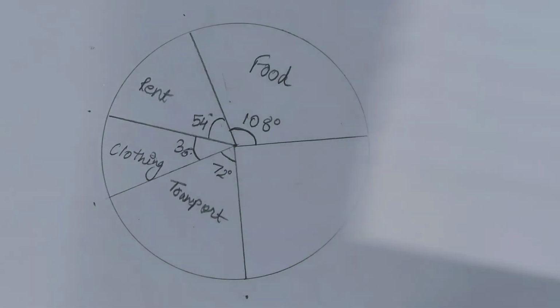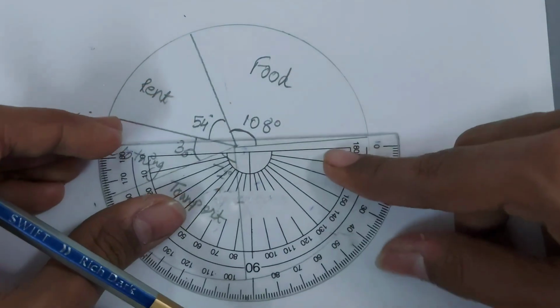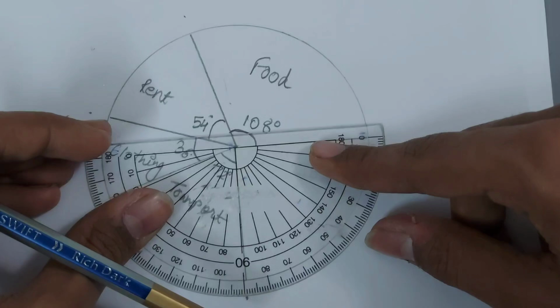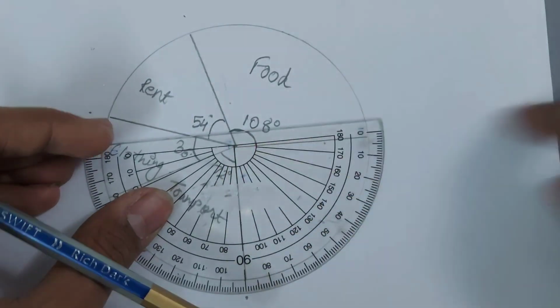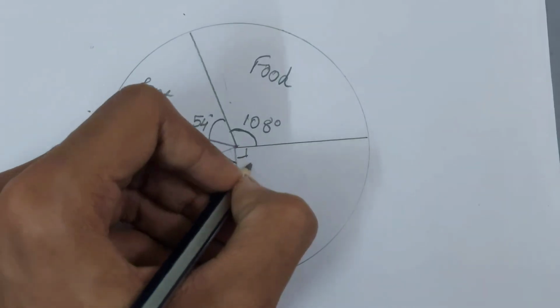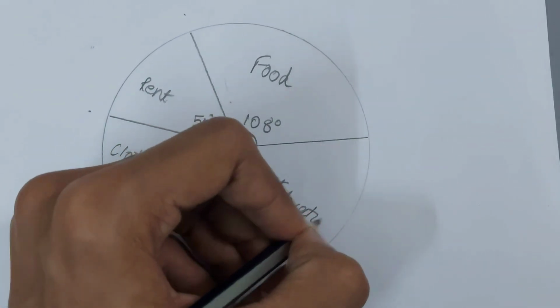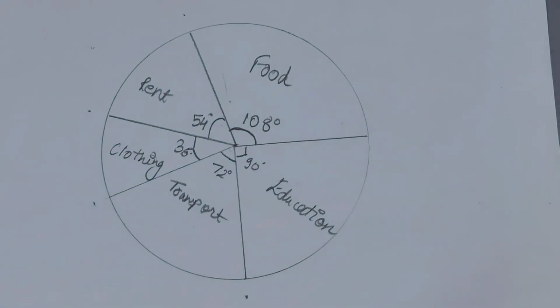Next up, you have education, and education is 90 degrees. You don't need to make education. As you can see, it is already made here. This is coming out to be 90. Can you see it? Yes, straight. So this is already 90, right? What is this? This is education. He spends 90% of his revenue on education. That is it. This is the pie chart.